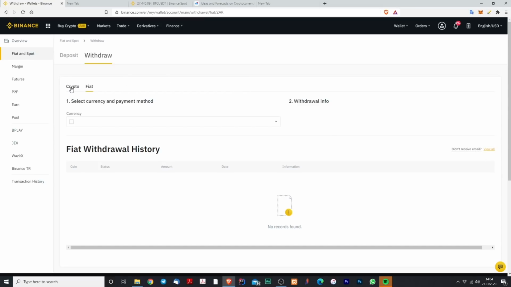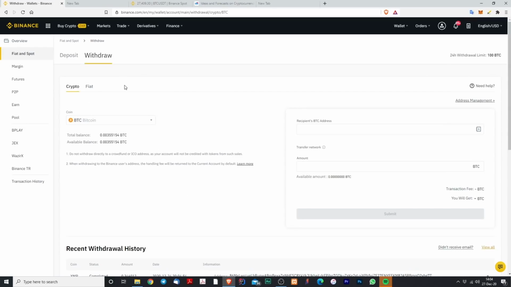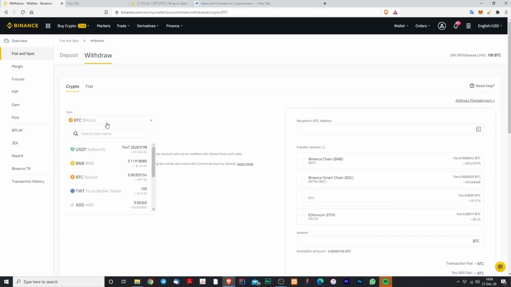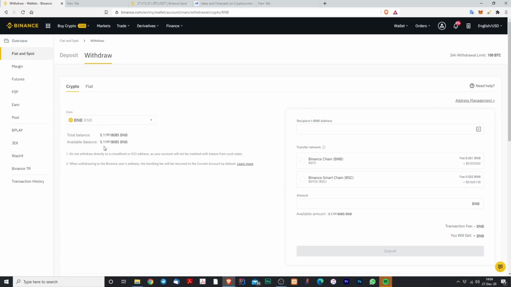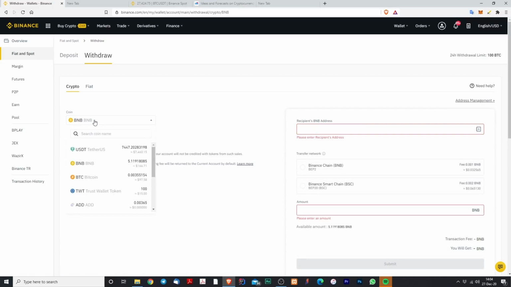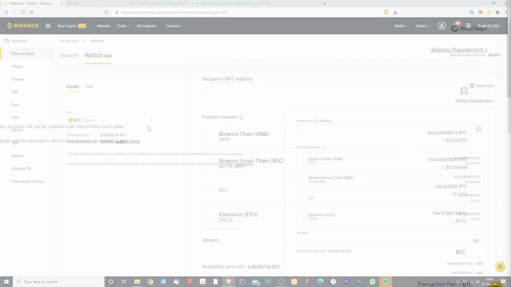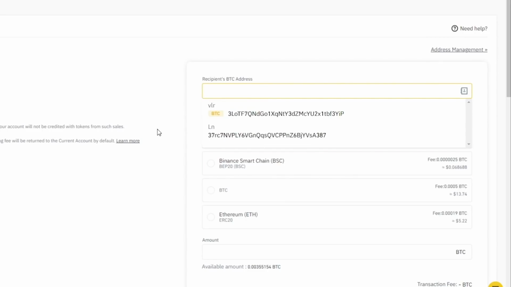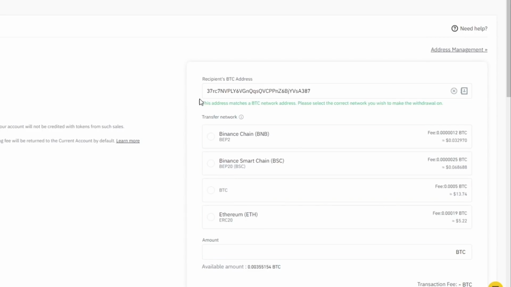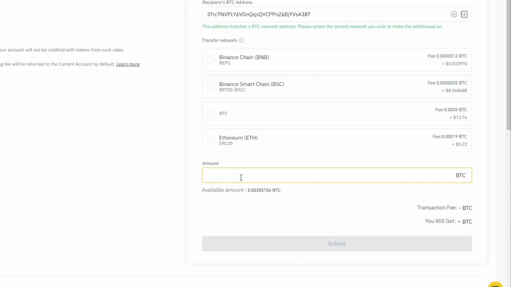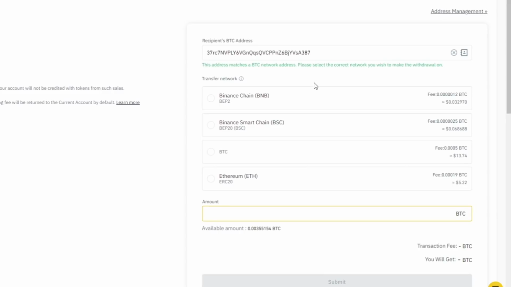But if you want to withdraw the crypto, you can select what coin you want to withdraw. Say I want to withdraw some BNB. I have 5.1 BNB here. I will instead use Bitcoin because it's what a lot of you guys will be dealing with. So here I'm just going to put my BTC address, for example. It's showing me the transfer network, right? And these are the different types of network that are available, and I want to use the main BTC network, and it's showing me the fee here is $13.